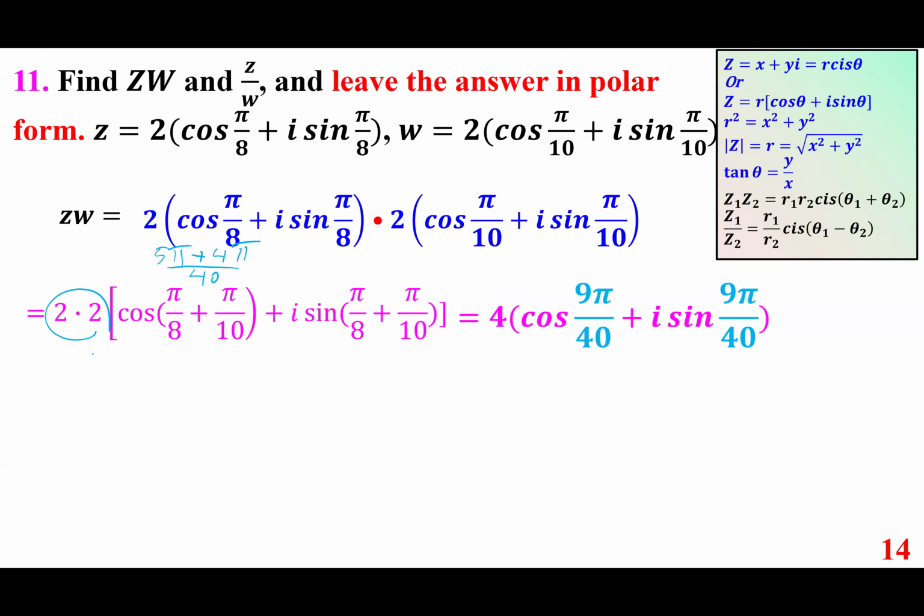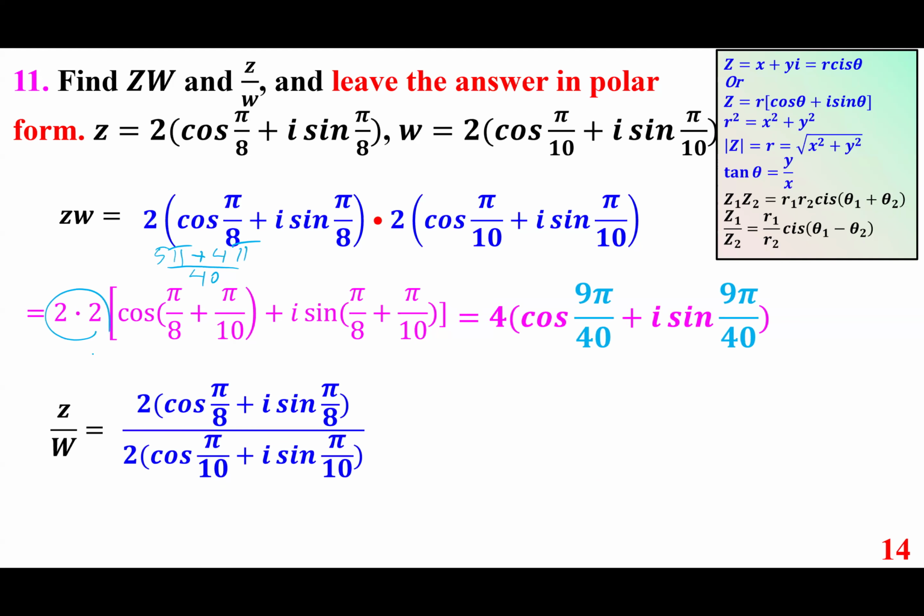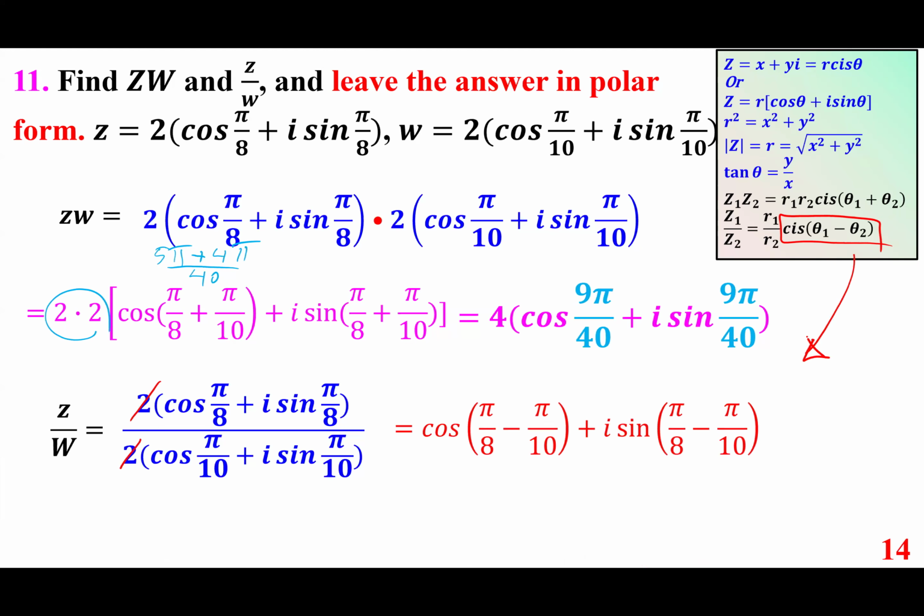So that's pretty straightforward. What about division? Let's write the division, Z over W. You just write the first one, you write the second one, and obviously the 2s cancel each other. Cis of theta 1 minus theta 2, pi over 8 minus pi over 10. Cosine of pi over 8 minus pi over 10 plus I sine of pi over 8 minus pi over 10. Reminding you, this is 5 pi over 40, and this is 4 pi over 40. The difference is only 1 pi over 40. So cosine of pi over 40 plus I sine of pi over 40. Pretty straightforward, everybody.